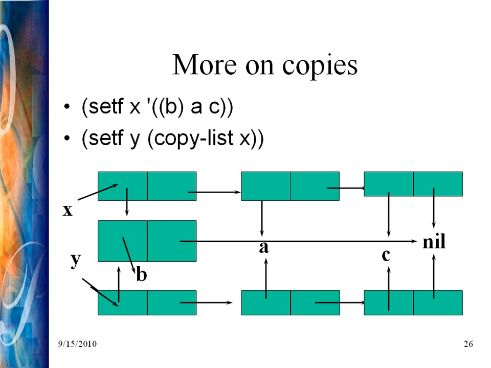So now let's go back to copies, and I will demonstrate the shared memory issue again. Here we're setting X to a three-element list. The first element is itself a list. The second and third elements are symbols. And we set Y to copy-list. So both X and Y point to this list B, and then point to the symbols A and the symbol C.